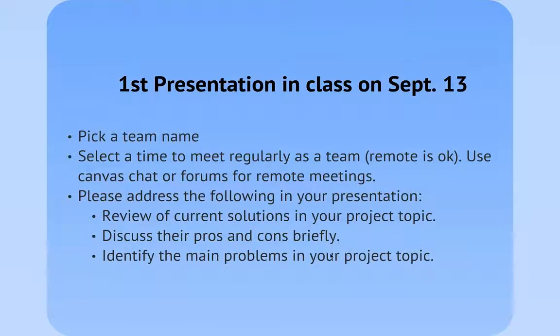And from this analysis, I want you to identify the main problems, I would say the top 3 problems that you want to solve in your project topic.